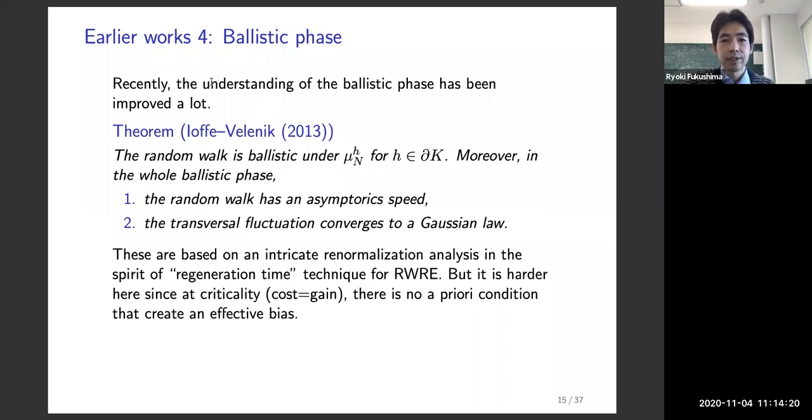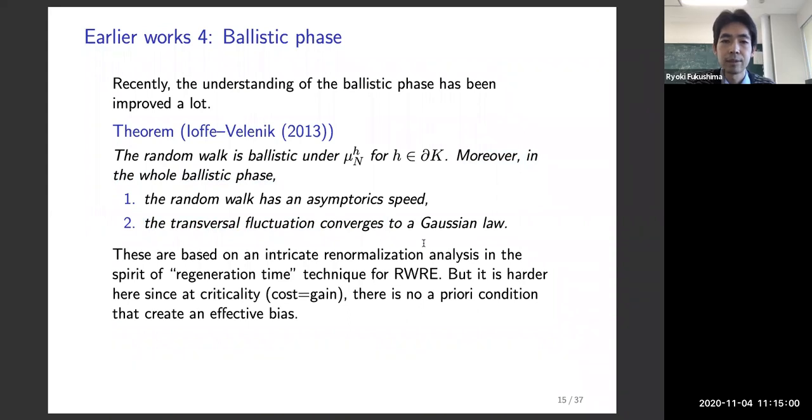Recently, there is a very nice work by Fabacron, which pushed forward the understanding of the ballistic phase. In particular, they managed to prove that the random walk is ballistic even at criticality. Even if h is on the boundary, it is ballistic. This requires a lot of work. It's quite impressive. Moreover, in the full ballistic phase, including this boundary case, the random walk has an asymptotic speed, so the law of large numbers holds. They also proved that the transversal fluctuation converges to a Gaussian law.